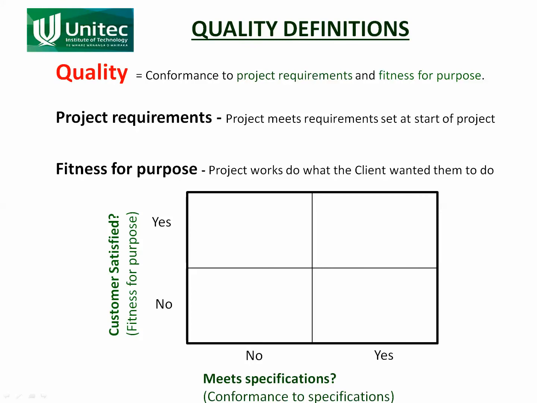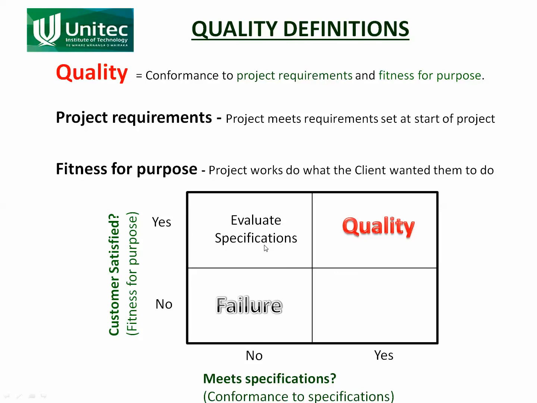And that's shown by this graph here, by this table. On the left hand side we have the customer satisfied, is it fit for purpose? And on the bottom axis we've got, does it meet specifications, does it meet the project requirements? Now quality is when both exist, when it is fit for purpose and it meets the project requirements. Failure is when neither is met. Now there are these other two corners on the diagonals, where the customer is satisfied but it doesn't meet requirements, and the customer is not satisfied and it does meet requirements.